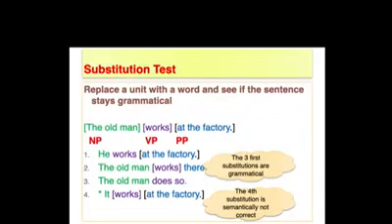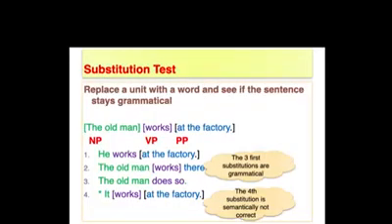Now, let's have an example. We have here, "the old man works at the factory". We consider that "the old man" is the NP constituent. Another constituent is the VP, which stands for "works". And the third constituent is the PP, the prepositional phrase, which is "at the factory". Now, with the substitution test, let's consider that we are going to replace "the old man" with "he".